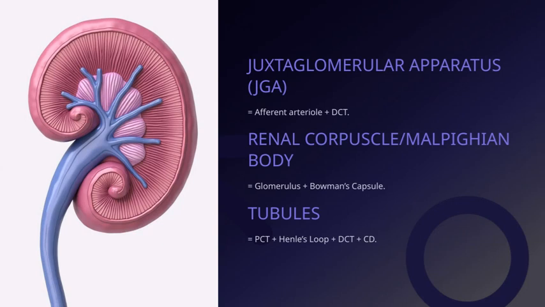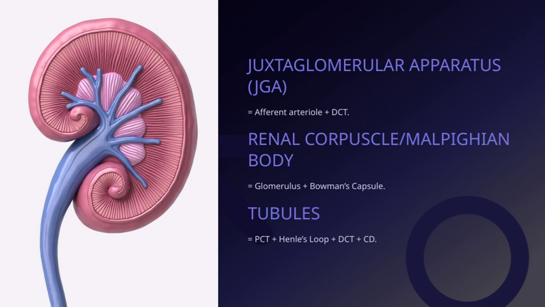Now, let's take a closer look at the components involved in the nephron's structure and function. When we talk about the tubules, we're referring to the PCT, Henle's loop, DCT, and collecting duct. These are the main pathways through which filtrate passes, and each segment plays a critical role in reabsorption and secretion.